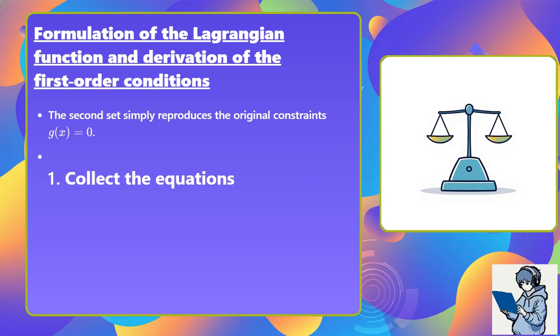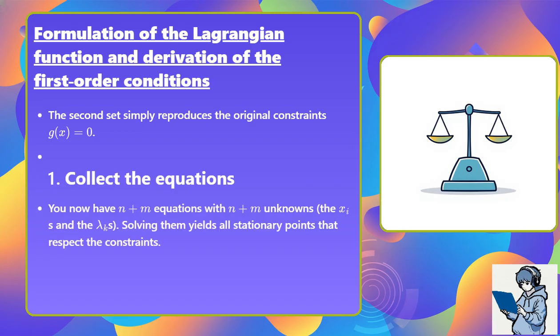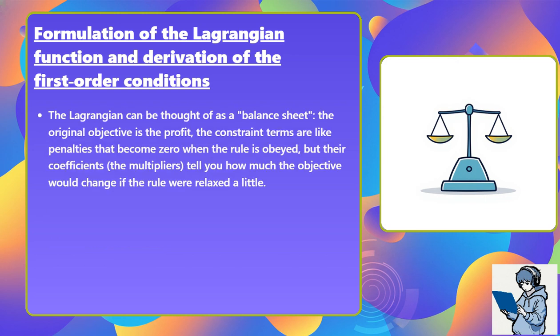3. Collect the equations. You now have n plus m equations with n plus m unknowns, the x_i's and the lambda_k's. Solving them yields all stationary points that respect the constraints. The Lagrangian can be thought of as a balance sheet. The original objective is the profit. The constraint terms are like penalties that become 0 when the rule is obeyed. But their coefficients, the multipliers, tell you how much the objective would change if the rule were relaxed a little.